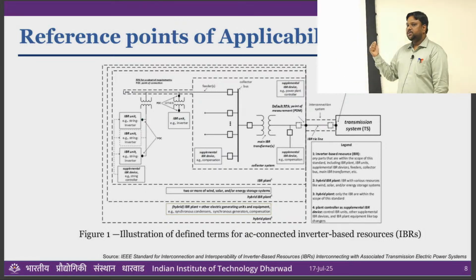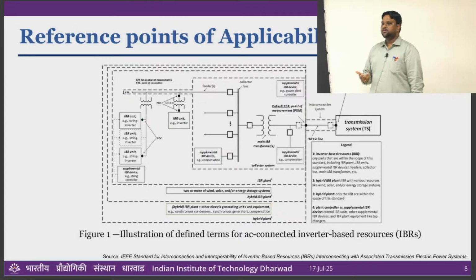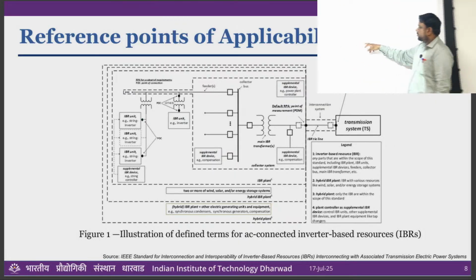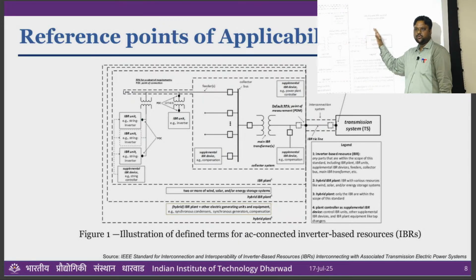And in 2800, 70% of the standard or rules apply with respect to the point of interconnection. If something happens here, how you should behave. If voltage falls here, how you should behave. If frequency falls here, if islanding happens here, how you should behave. This is a breaker. Okay. This is the main breaker where you connect to the rest of the grid.